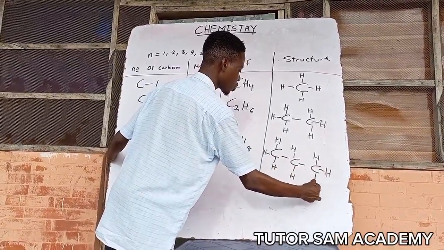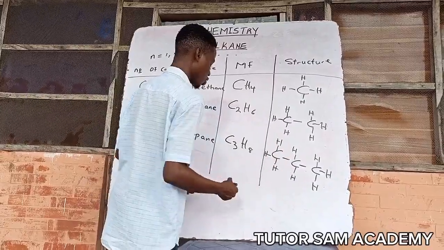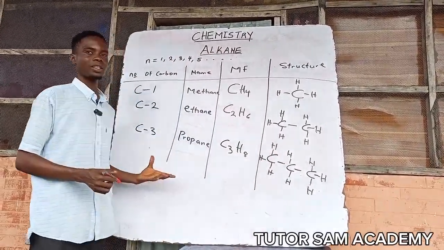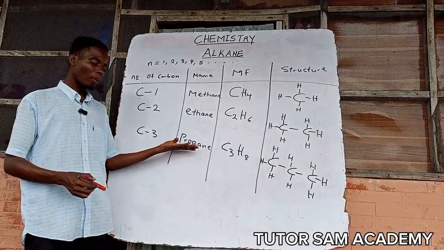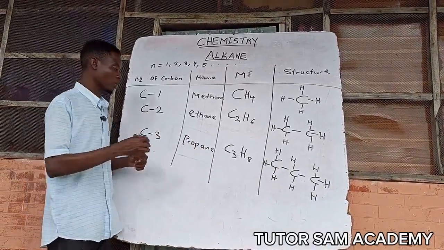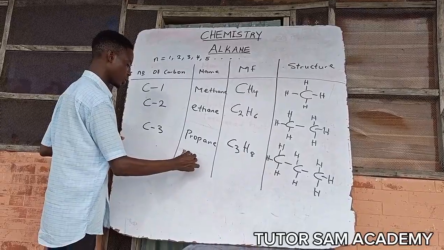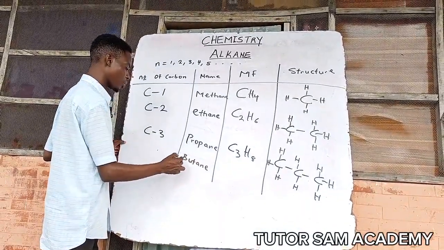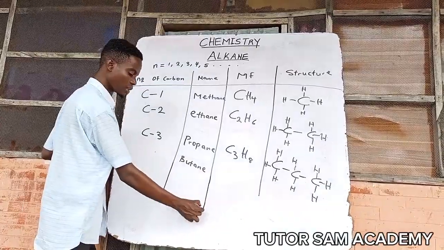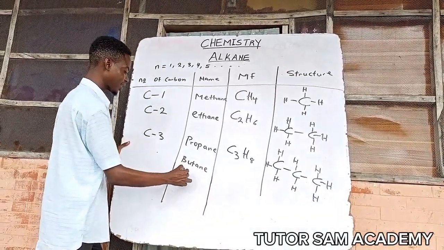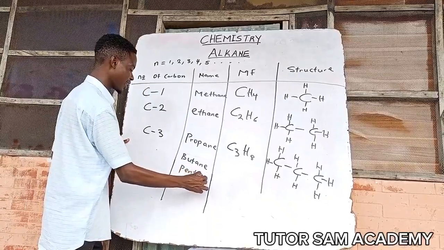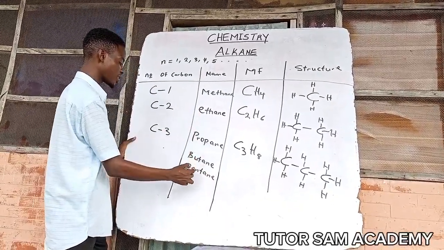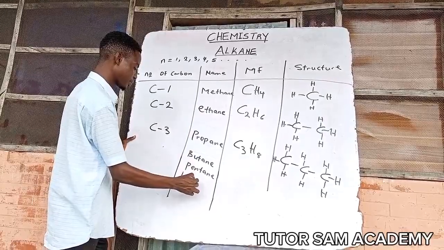So this is the structure of propane. So you can draw structure for butane, which is the fourth member. We have butane. You can find the molecular formula of butane. From butane, we have pentane. From pentane, this is 4, this is 5, this is hexane.